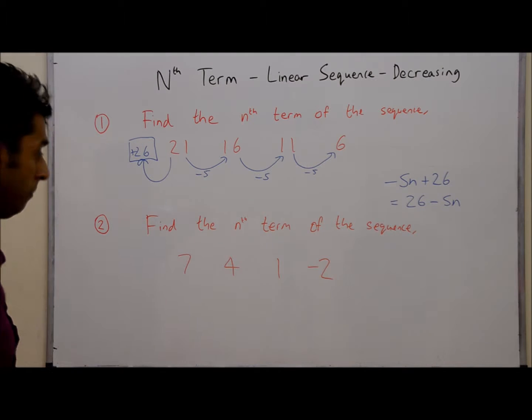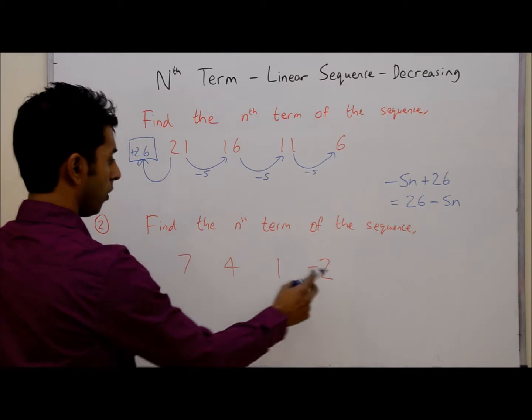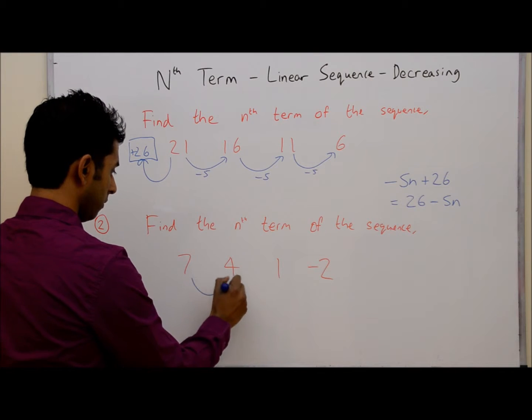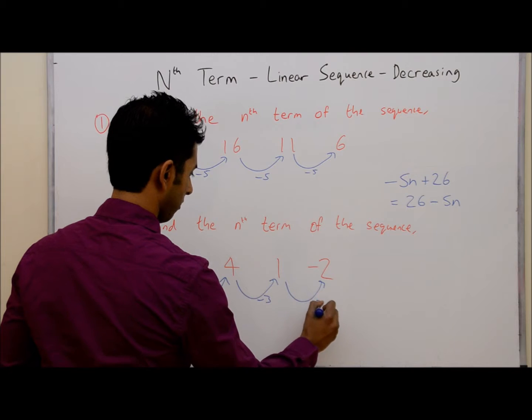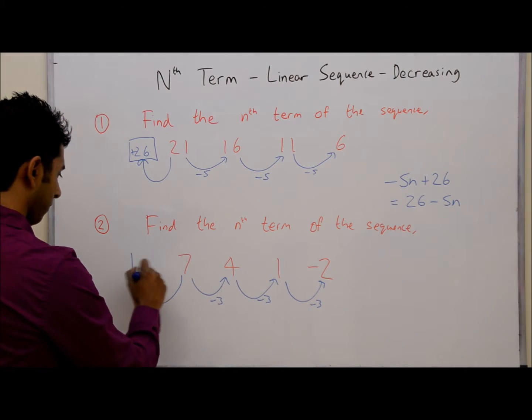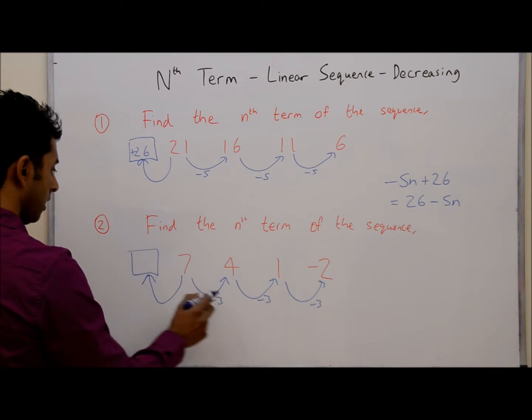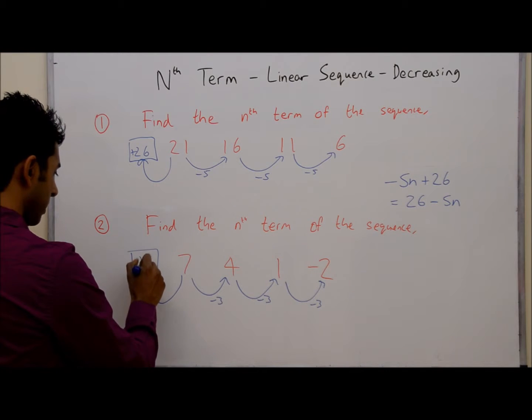Let's have a look at the second one. So 7, 4, 1, minus 2. What's happening here? Well, we're going down by 3, down by 3, down by 3. What would come before this? Well, if we're going down by 3, we just add 3, making this 10.